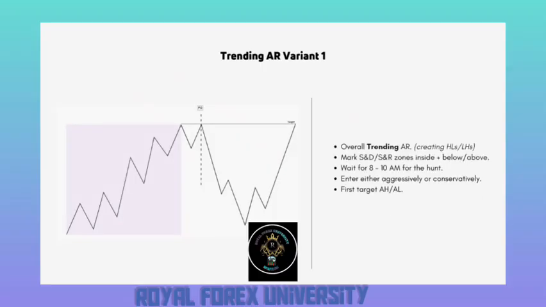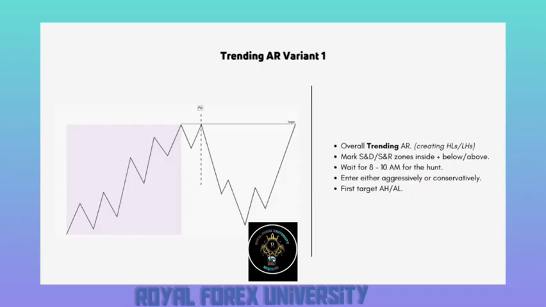Let's have a look at the trending ones, which are a little bit tricky to trade, right? So trending AR, first variant, we're having an overall trending AR. It is usually bigger, right? It is creating clear higher lows and higher highs, right? Or lower lows and lower highs. All we do is mark what is inside the Asian range, supply and demand, support and resistance, whatever you like to do.